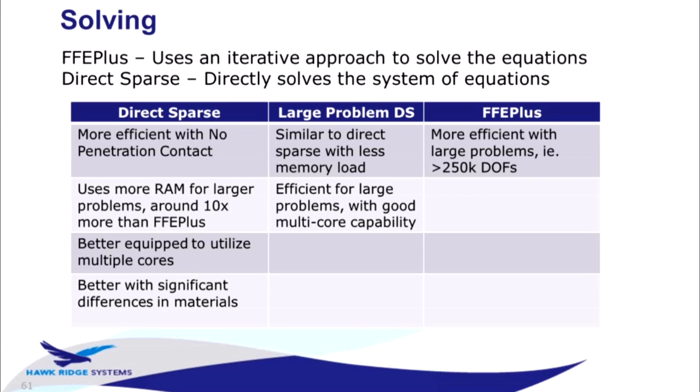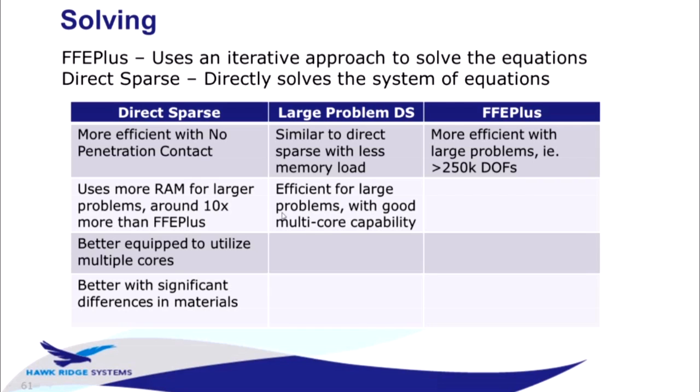The FFEPlus solver is an iterative approach, a guess and check approach. It doesn't use multiple cores as well, because it has to guess and check before it can do the next step. But it is very memory efficient. What that means for us is that on small problems, the Direct Sparse solver will be a lot more efficient, but as those problems get larger and the RAM requirements really ramp up, the FFEPlus can become more efficient. And at least that was our story up until now.